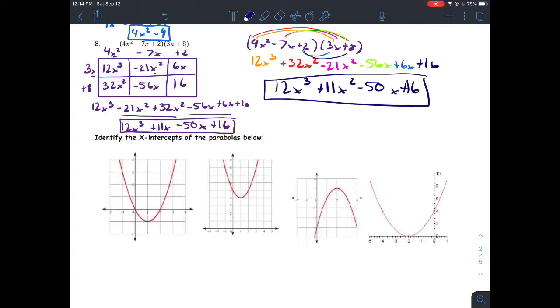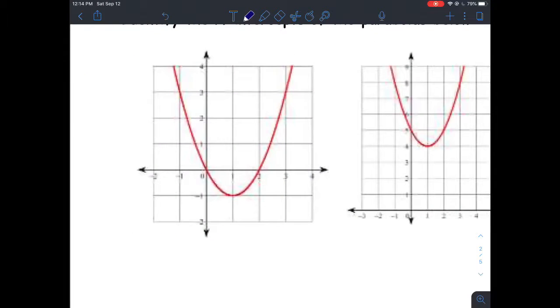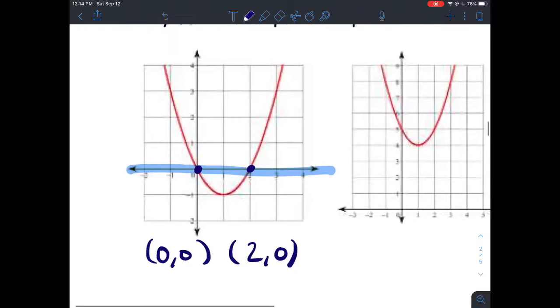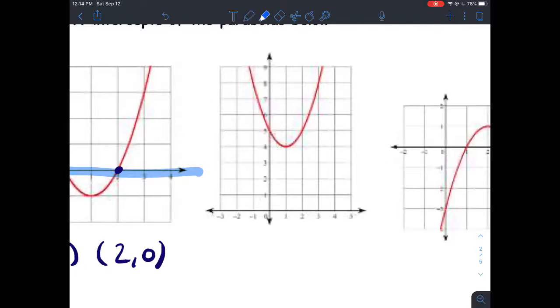All right, so the last couple problems, it says identify the x-intercepts of the parabolas below. So what they mean by x-intercepts, the x-intercept is where this function hits the x-axis. So if you look at this first one, we hit the x-axis here and here. So when you write the x-intercepts, you want to write them as points. So we hit the x-axis at 0, 0, and 2, 0. All right, so that would be our two intercepts here.